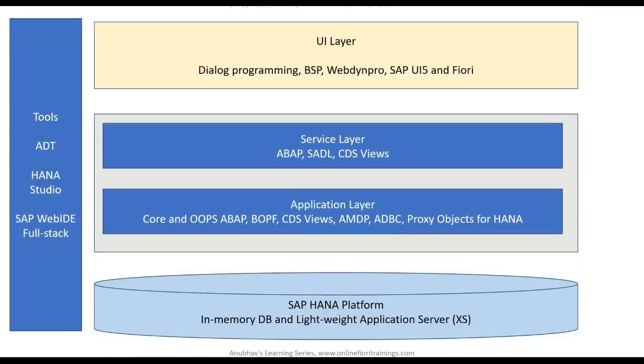So now, as we all know, this is our so-called three-tier architecture, where we have these three layers, the first layer being the database layer. Now, this layer is actually used by the SAP HANA platform, which is an in-memory database with a lightweight application server in it. So that's your database layer now.